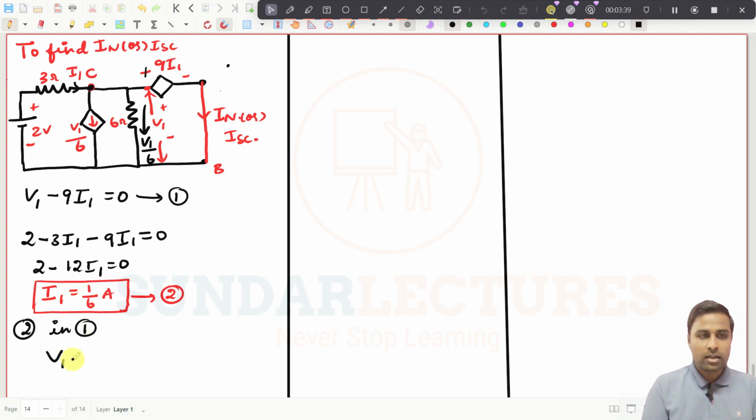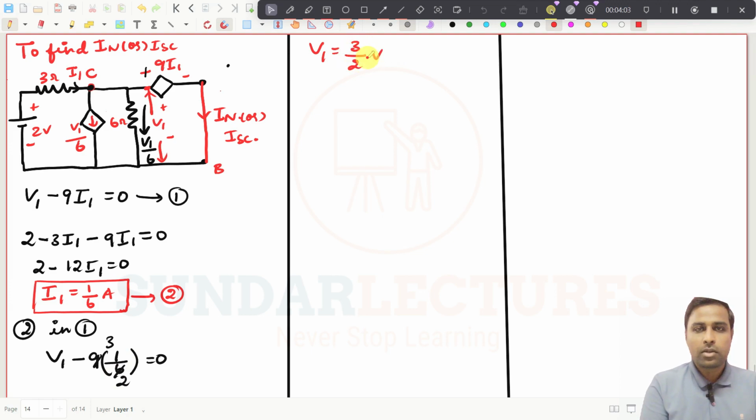So V1 minus 9 into, what is this one? You have to substitute 1 by 6 here. So this becomes 1 by 6, and that should be equal to 0. So this will be 2 times and this will be 3 times, right? 3 by 2. So what is V1 now? V1 should be equal to V minus 3 by 2, so it will be plus 3 by 2 volt. Make it expression number 3.